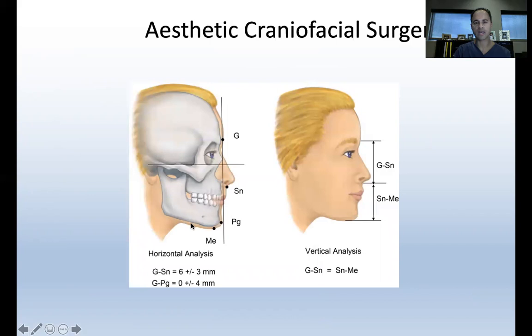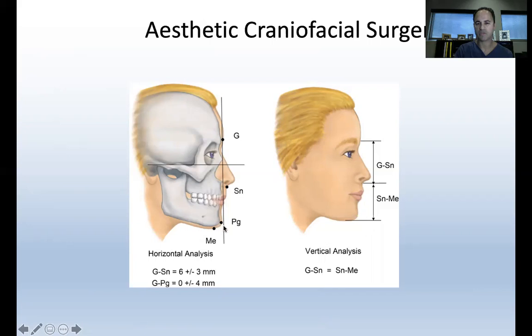We also look at both skeletal and soft tissue analysis in order to determine whether there's an imbalance between the gonion and subnasale, and the subnasale and the menton, which should be about equal. From a skeletal relationship, from the gonion to subnasale should be about a positive 6 millimeters, and from the gonion to the pogonion should be about equal, plus or minus 4 millimeters.